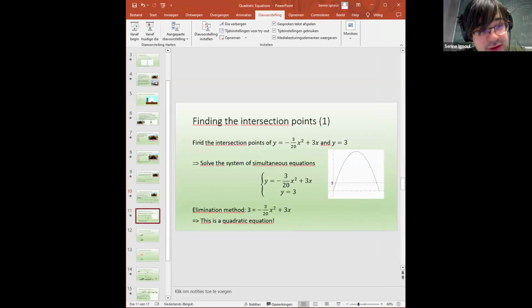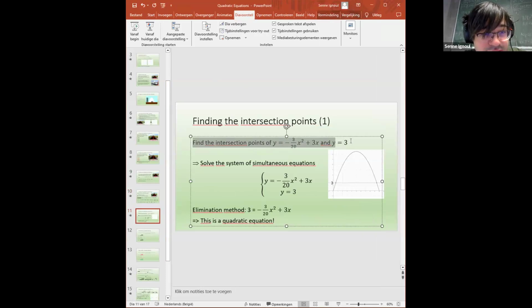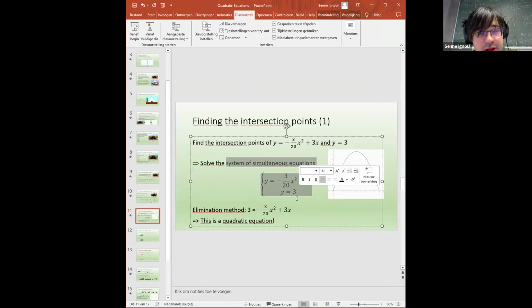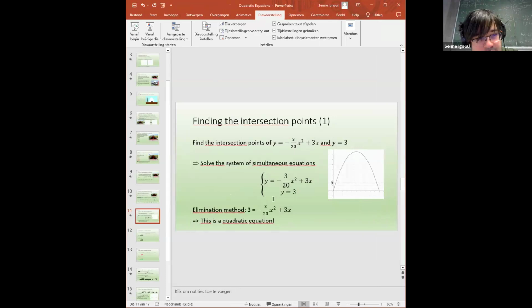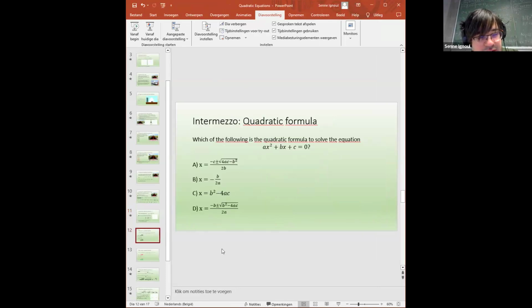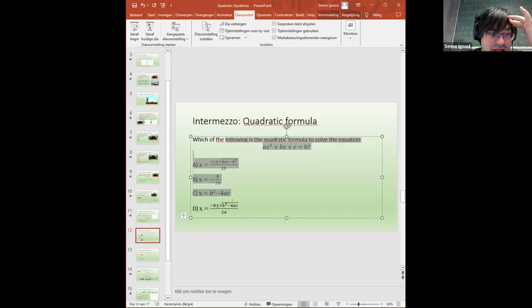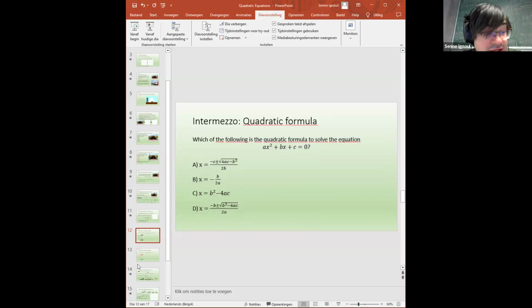The second step is to find the intersection points of these functions, which means that you need to solve this system. Then I will ask them, okay, how can you solve such a system? You can do that with the elimination method, and that gives you a quadratic equation. After this, there's again a little quiz to help them revise the quadratic formula, and then they have to vote in the chat which of these is the quadratic formula. So there's also a little bit of interaction here. Of course, this is the answer.